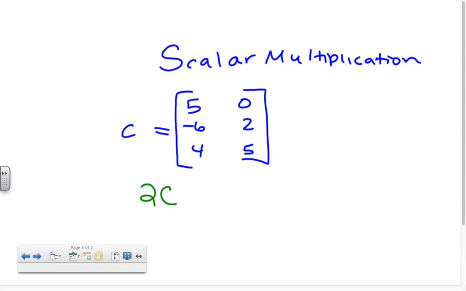The algebra rules are very similar. Okay, 2 times C. So I'm going to multiply every term on the inside of the matrix by 2. So 2C would be 10, -12, 8, 0, 4, and 10. Pretty easy, yes? I don't think I need to go into any more depth on how that works. Basically, you have a matrix, you multiply it by the scalar number, and multiply everything on the inside by that number.